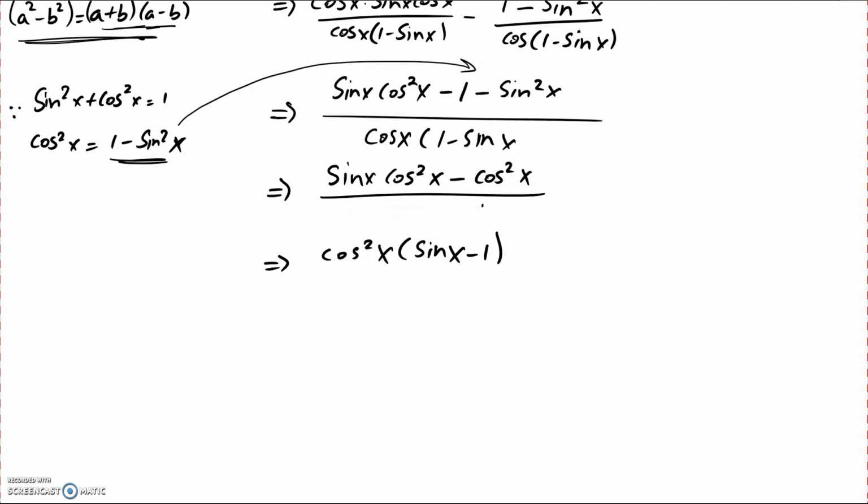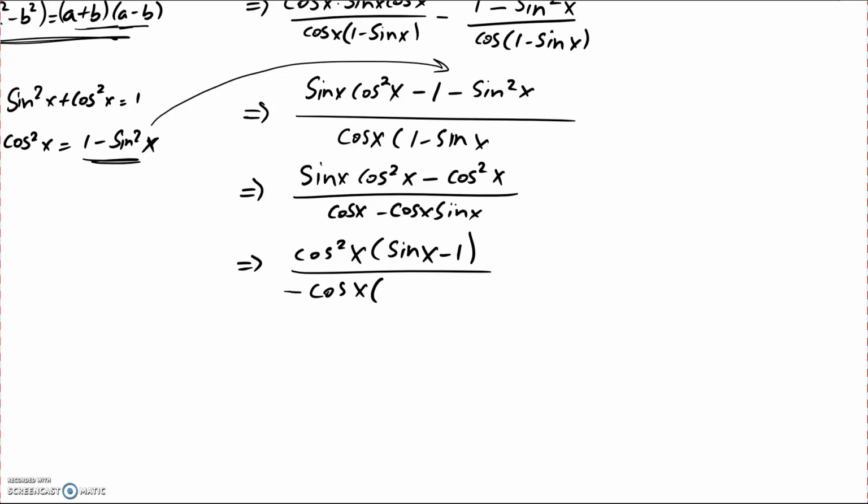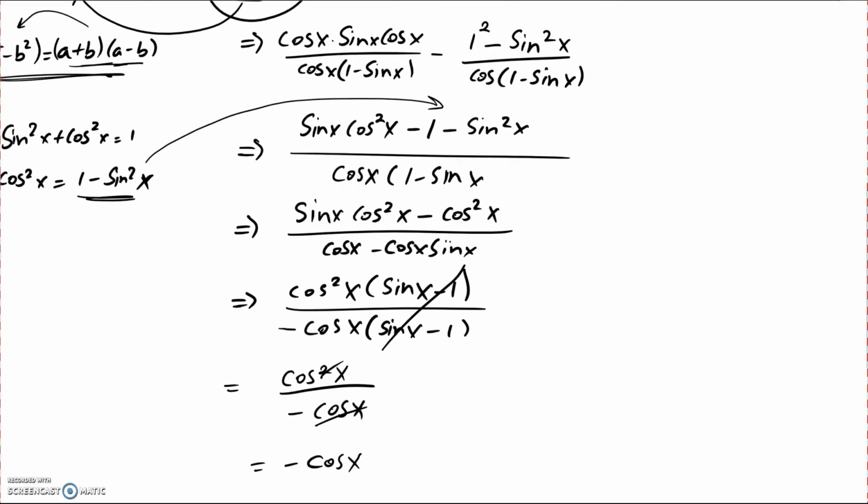Okay, sin x minus 1. Just keep it like this, over cos x. Here in the denominator I will take negative cos x as a common factor. When you take negative cos x as a common factor, the expression will change into sin x minus 1. Okay, now what do you do? Sin x minus 1, sin x minus 1, they will cancel each other out. You will be left with cos squared x over negative cos x. Cos x cancels with the square, and you will be left with negative cos x. I hope you guys understand this one, and if you have any questions then just comment below. I will explain that part again.